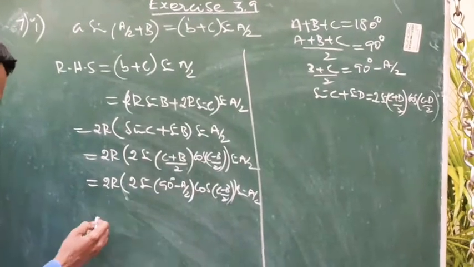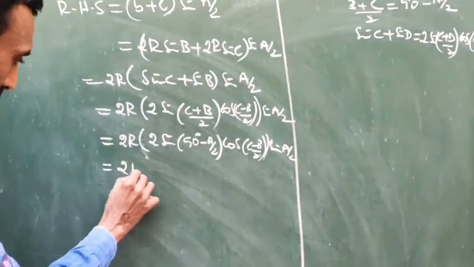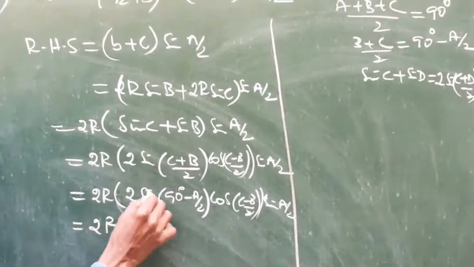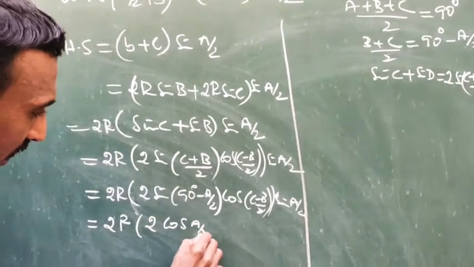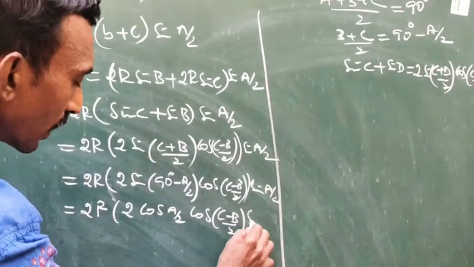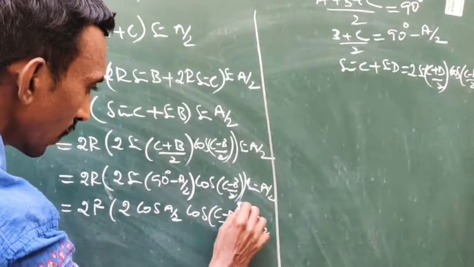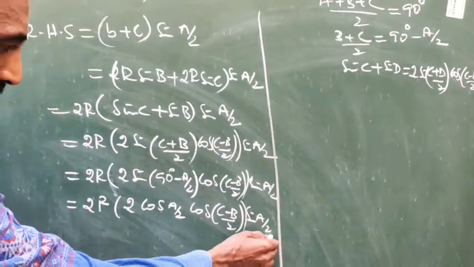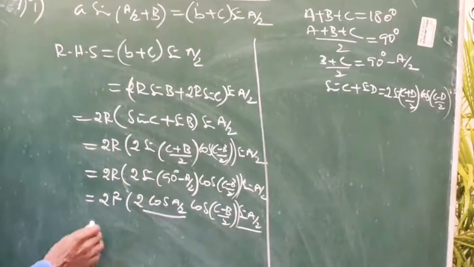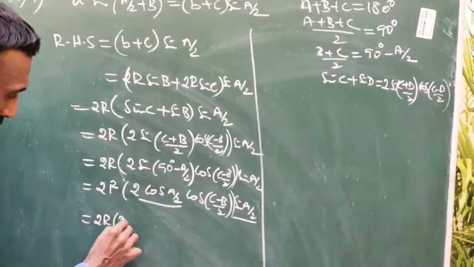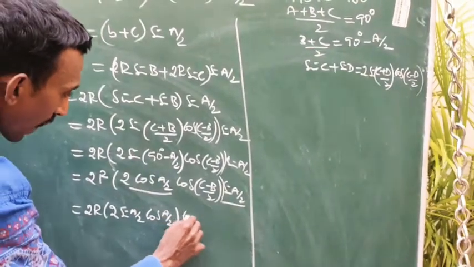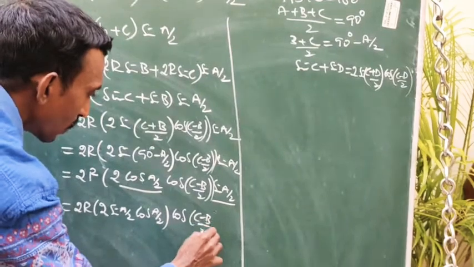So 2r into 2 sin 90 minus theta is cos theta. Okay, into cos C minus B by 2 into sin A by 2. So now combine these two terms: 2 sin A by 2 into cos A by 2. 2r into 2 sin A by 2 cos A by 2 cos C minus B by 2.